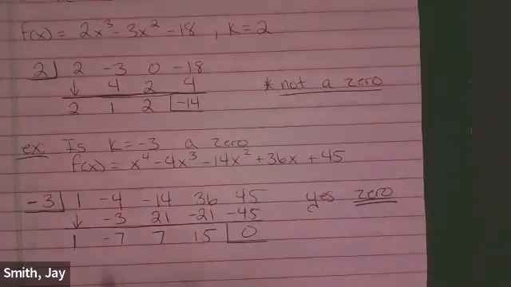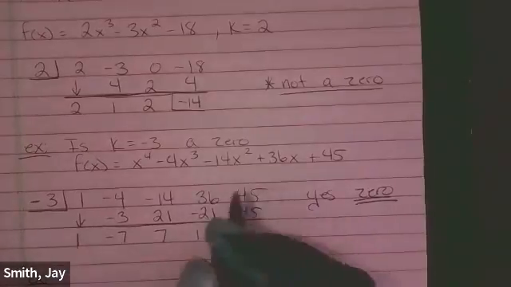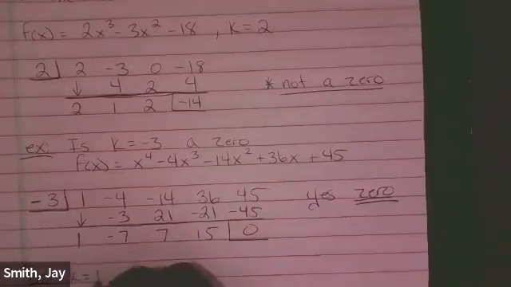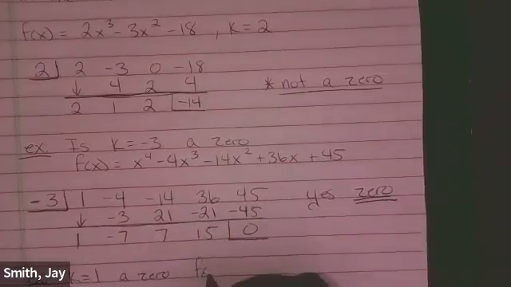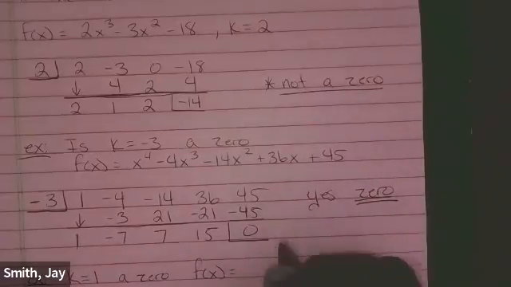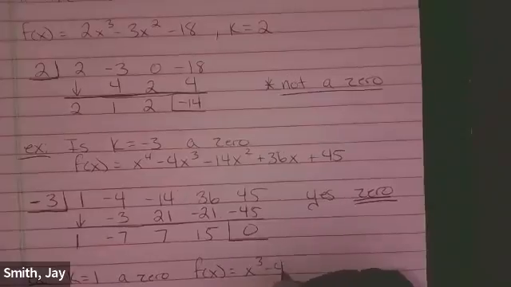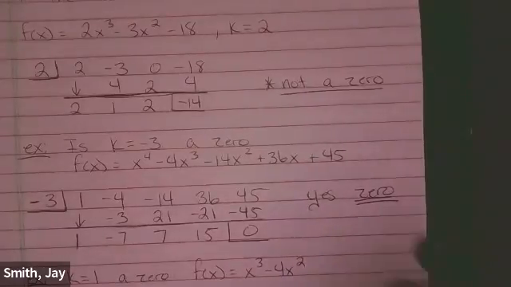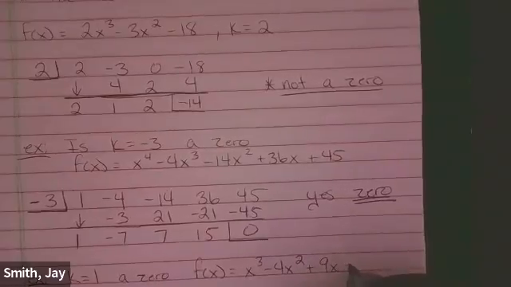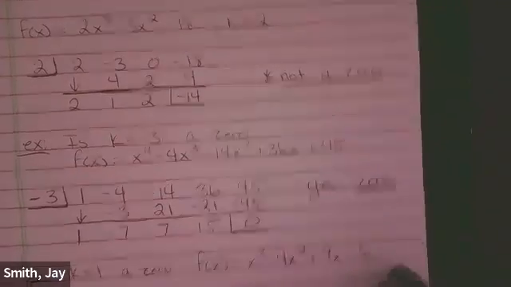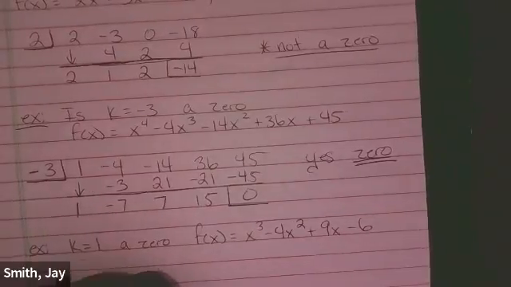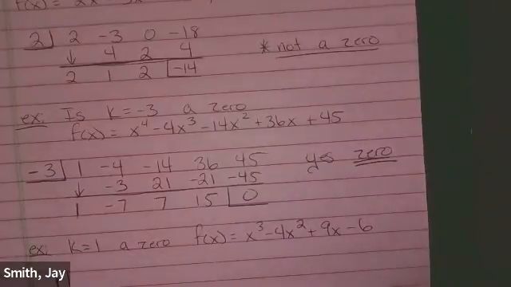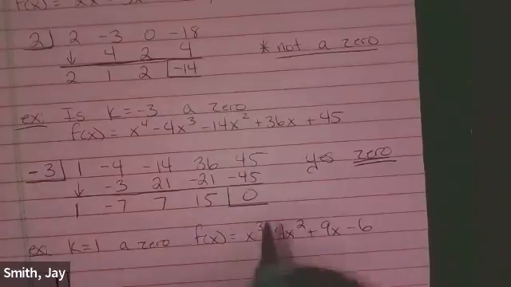And one more like it. Here we're given k is equal to 1, trying to see if this is a 0 for the function f of x, which is x cubed minus 4x squared plus 9x minus 6. So we're going to put a +1 on the outside of my synthetic division. I'm going to make sure that we're accounting for every degree. Do we have any missing degrees here? No missing degrees, so we don't have to worry about plugging in zeros.